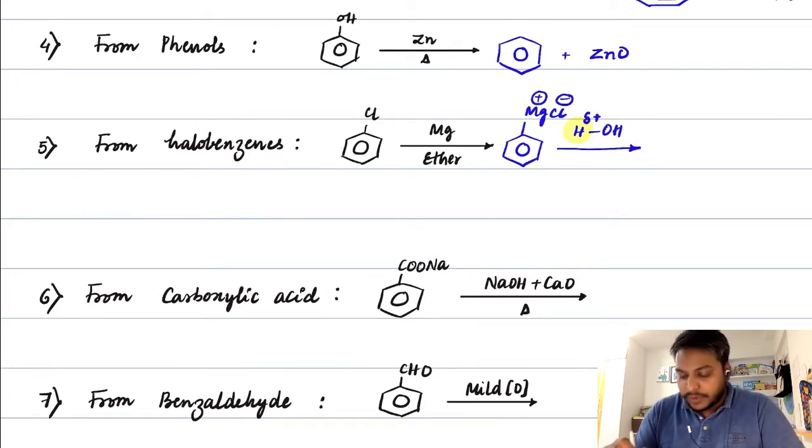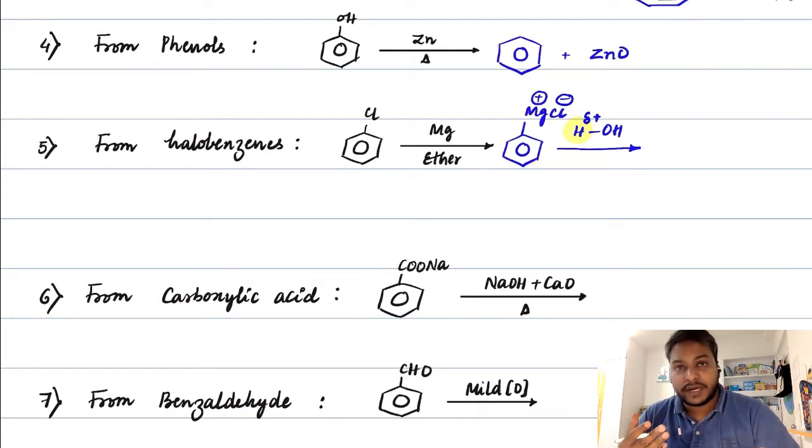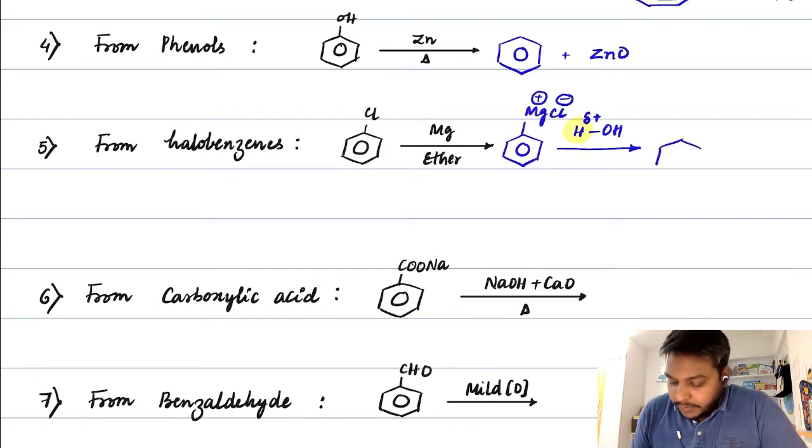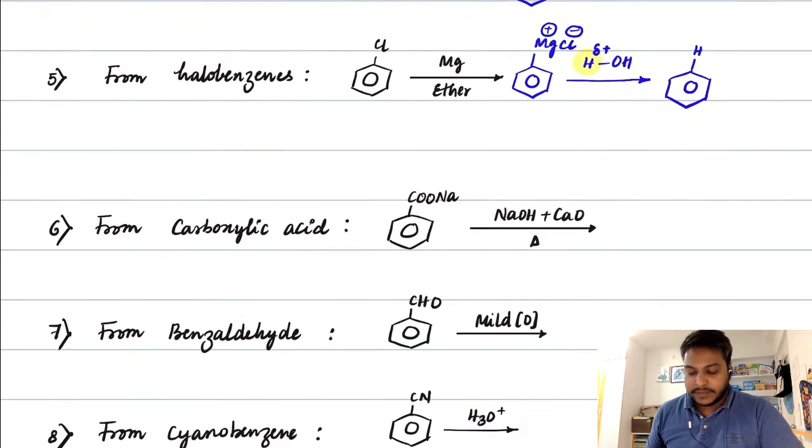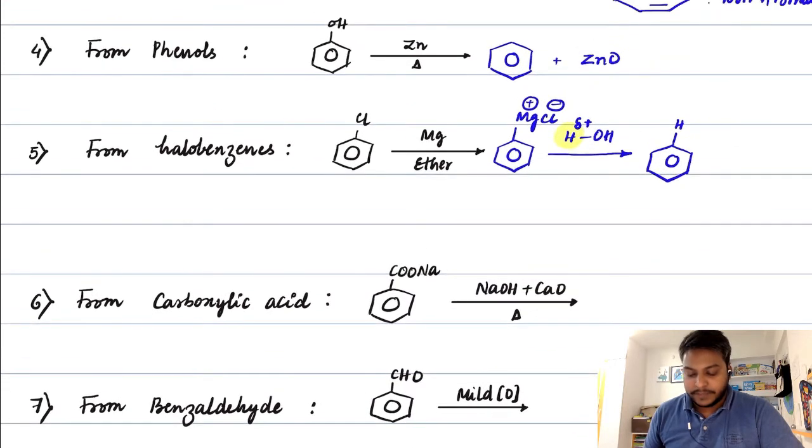So this hydrogen is polarized. It's not necessary that we take only water. We can take alcohol, acids, amine, ammonia. Even if you react with them, or acetylene, any of that which can give a sufficiently polarized hydrogen will definitely convert this into benzene. Here we'll get H. Clear, students? This is the next preparation reaction.